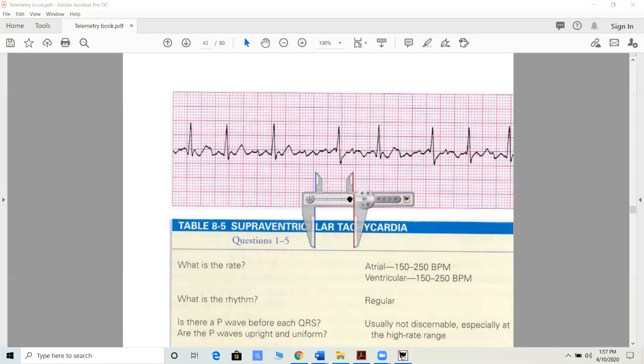So these people that have persistent atrial fibrillation, they have to remain on blood thinners such as Coumadin and or low molecular weight heparin to prevent thromboses from occurring.